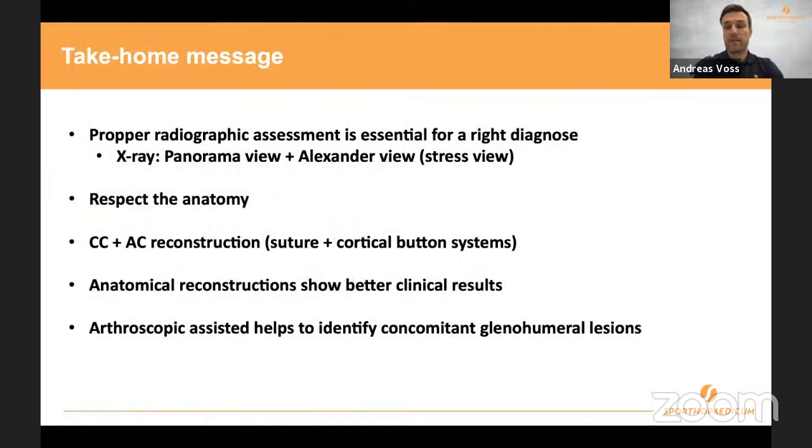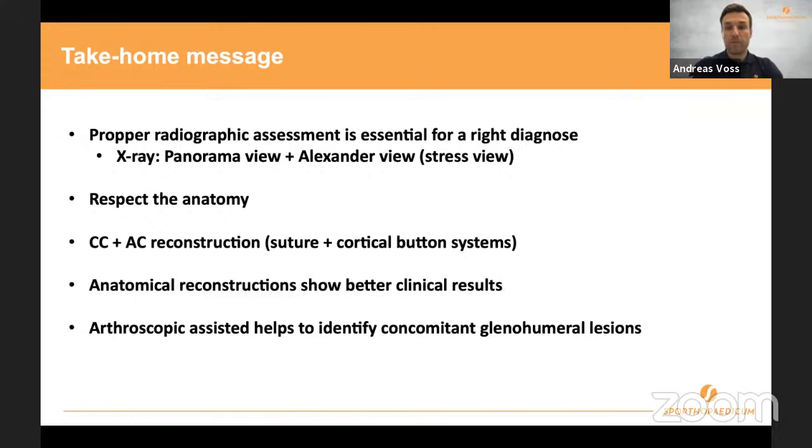So to summarize this presentation and the take-home messages: the proper radiographic assessment is very essential to get the right diagnosis. So I always recommend the panorama view and the Alexander view, the stress view of the dislocated AC joint. You always have to respect the anatomy, as I already mentioned, with the different data we have about the bone mineral density. You should also always consider CC and AC reconstruction; which implant you use is up to you.